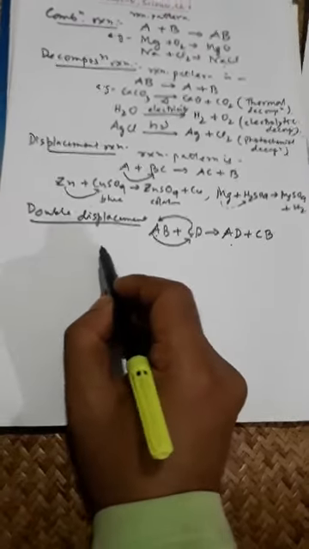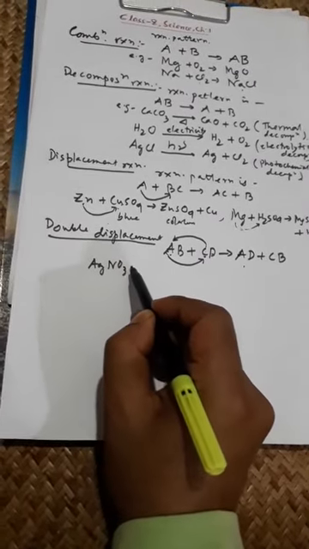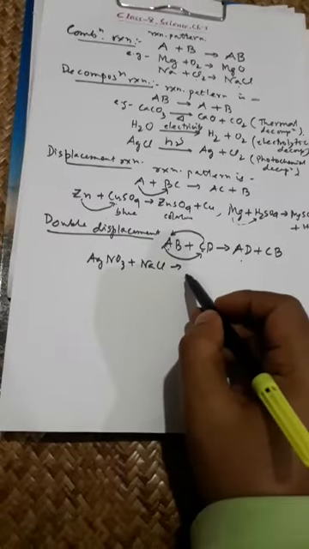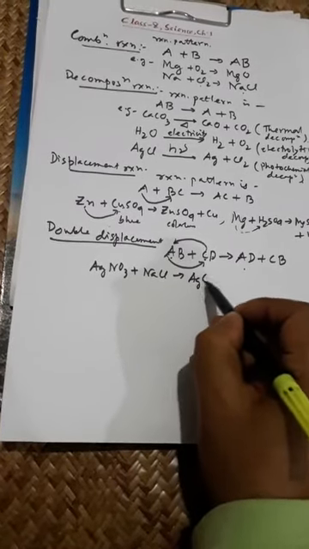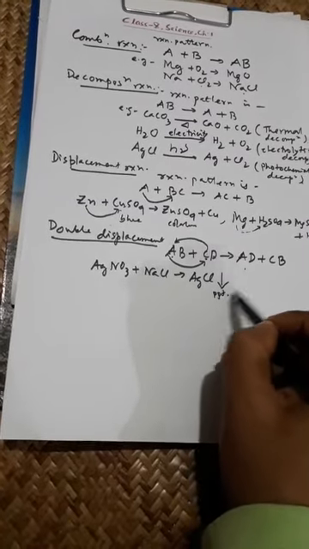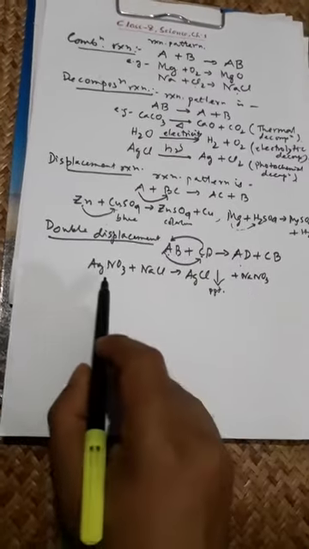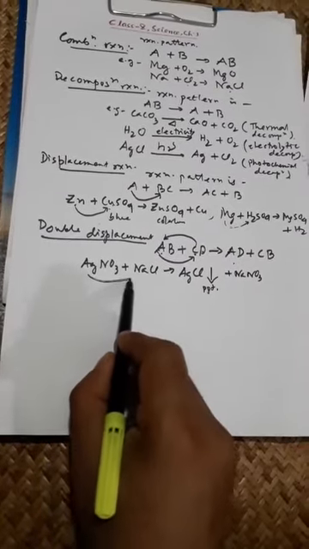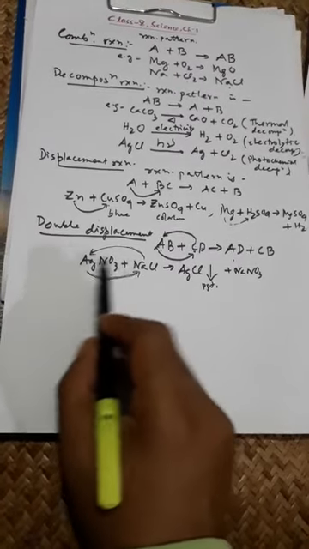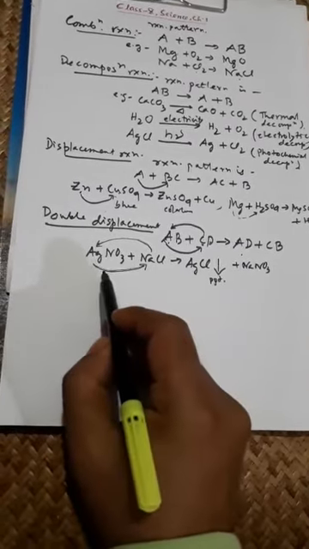For example, silver nitrate when it reacts with sodium chloride, which is common salt solution, silver chloride precipitate is formed along with NaNO3. Just see, silver and sodium mutually interchange their positions. So the products are definitely this.